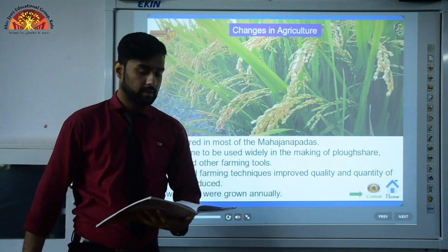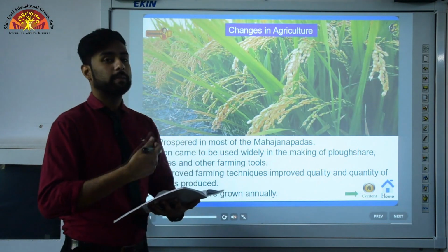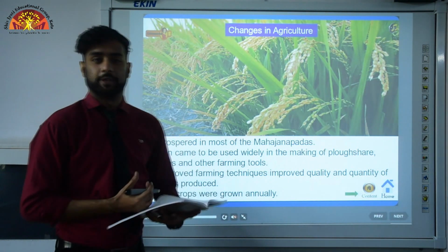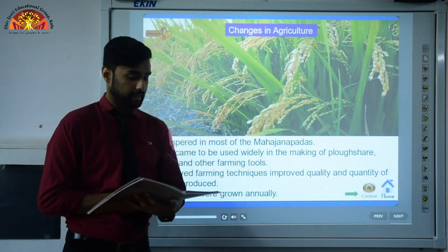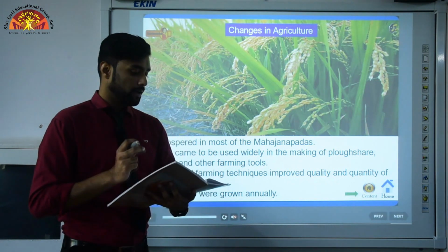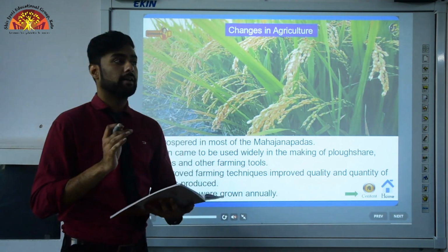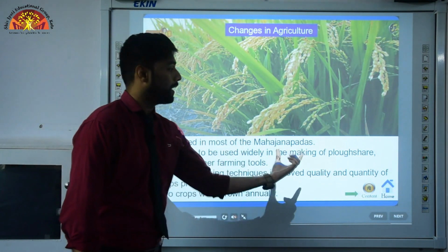So now students, we have learned about taxes. Now let us learn about changes in agriculture, how the people used to grow crops in the Janapadas and Mahajanapadas. So read from page number 52, first line. There were two major changes in agriculture around this time. One was the growing use of the iron ploughshare. Iron came to be used widely in the making of ploughshares.